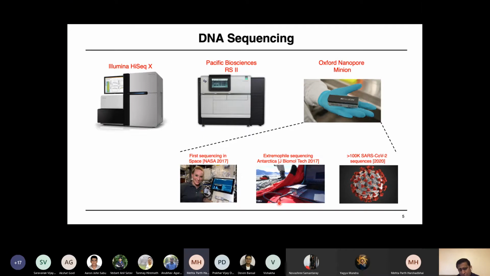We've also been doing a lot of extremophile sequencing in Antarctica to study what type of extreme organisms are able to survive in harsh environments. And more recently, during this pandemic, and I'm going to talk about this later in much more detail, through the use of such devices, we've been able to generate 100,000 SARS-CoV-2 sequences, and these are full sequences. So this is not like RT-PCR or something. This is exactly what RNA code this virus carries. And we've been able to do this at a scale which is completely unprecedented.